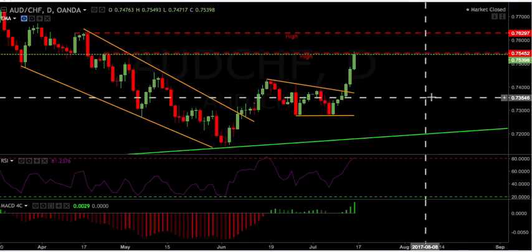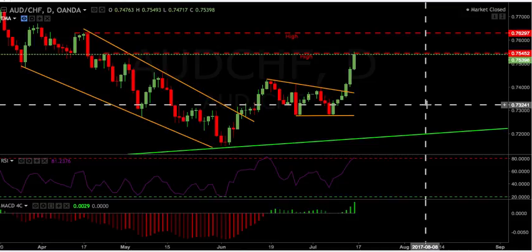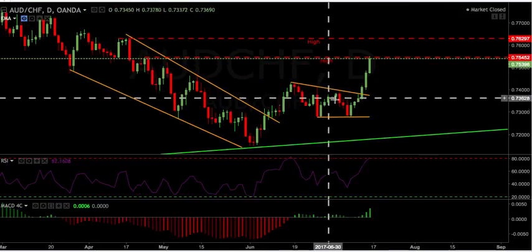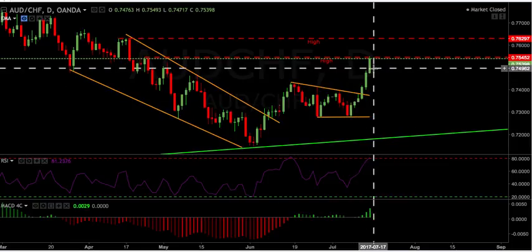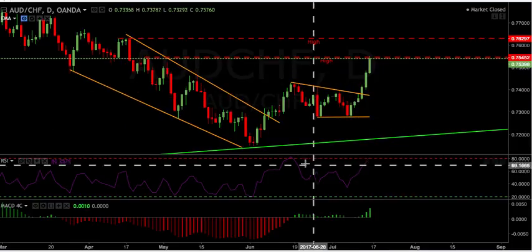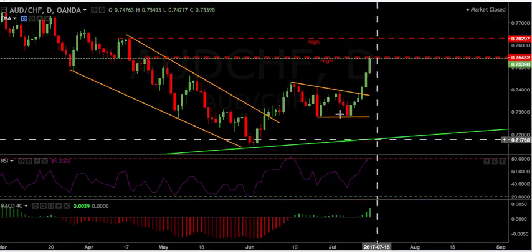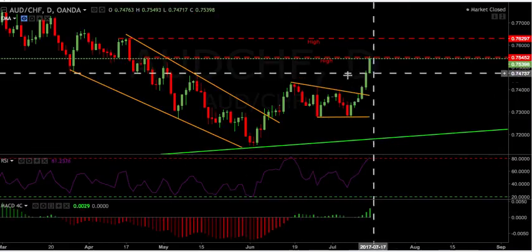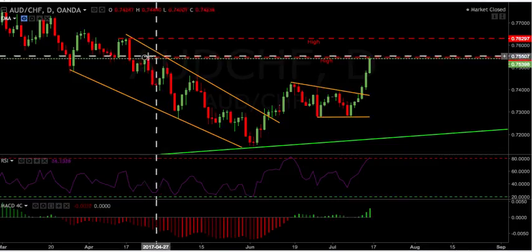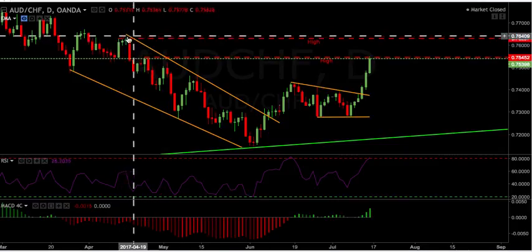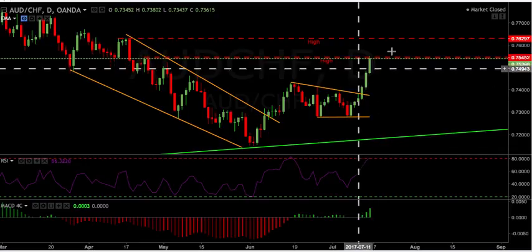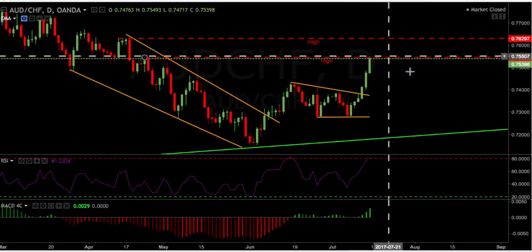Aussie Chief. I almost love this pair just as much as the turtle because it gives such clean, pretty entries. Look, this nice flag and that bullish movement out of it. Now we're getting some RSI divergence, not MACD divergence again, but we're testing a high, and there's a current high, another current high here. So let's see what type of movement we get from it at these high points.